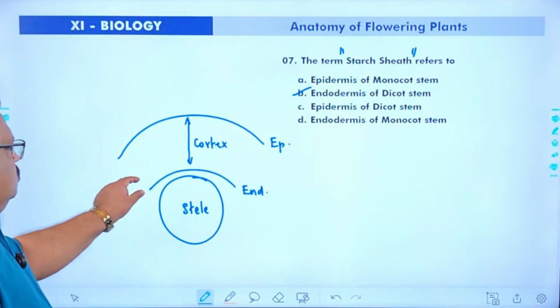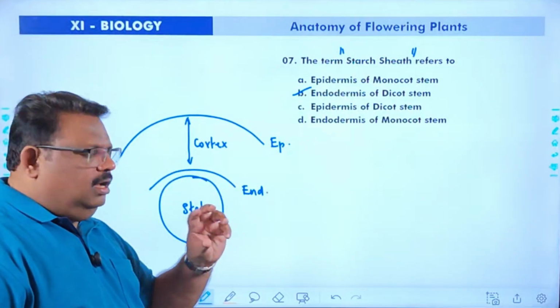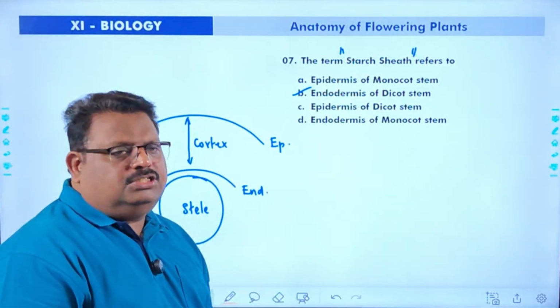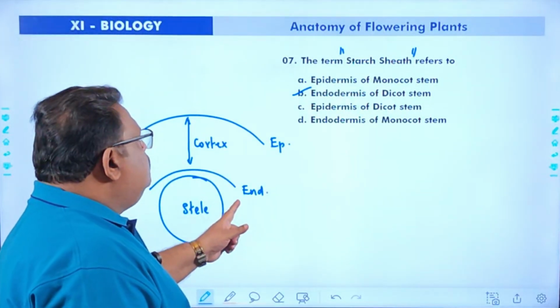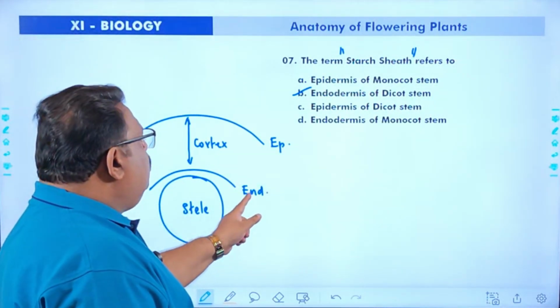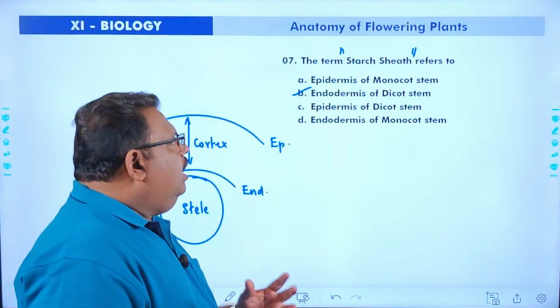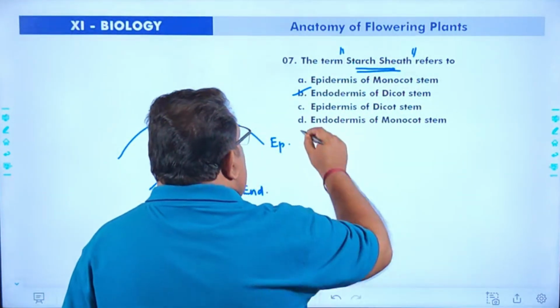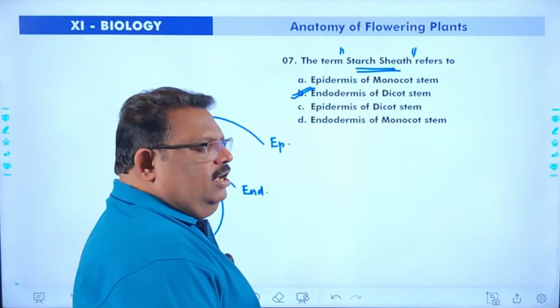Okay. So here, the endodermal cells are large barrel-shaped cells where abundant starch granules can be seen. So in the case of dicot stem, the endodermal cells, as they are having a large amount of starch granules, are also called what? Starch sheath. So the answer is endodermis of dicot stem.